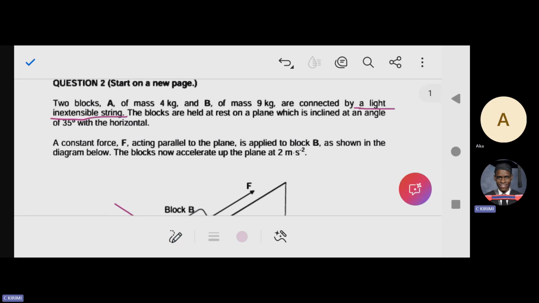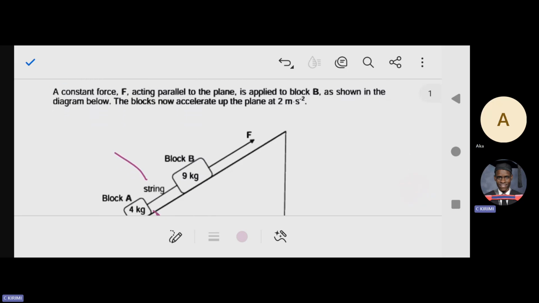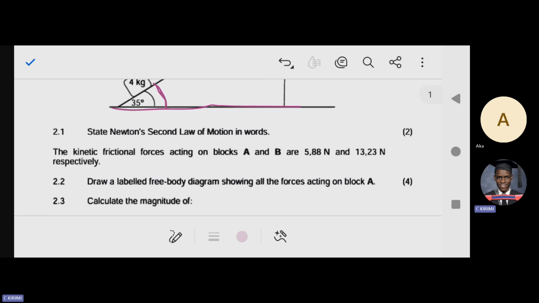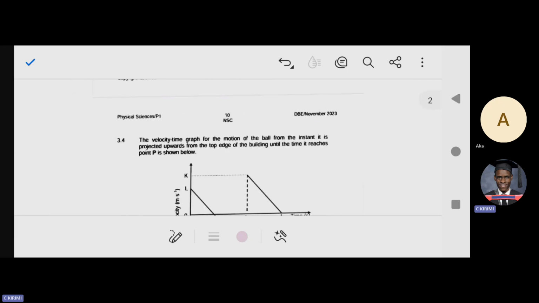A constant force F acting parallel to the plane is applied to block B. As shown in the diagram, the blocks now accelerate up the incline at 2 meters per second squared, which is the acceleration of the two blocks after applying the constant force F. The question now says, state Newton's second law of motion in words.